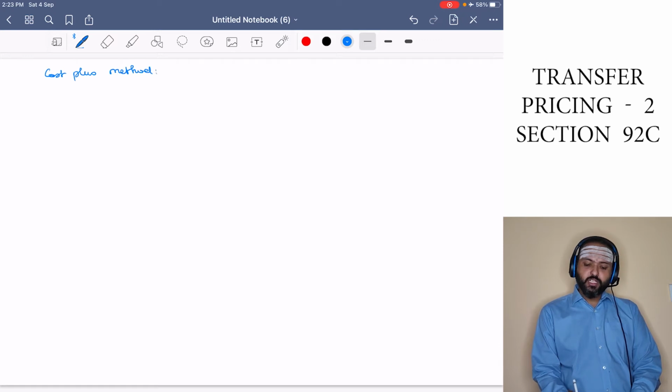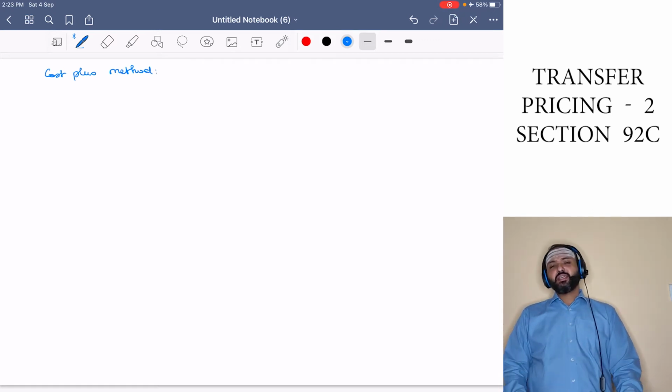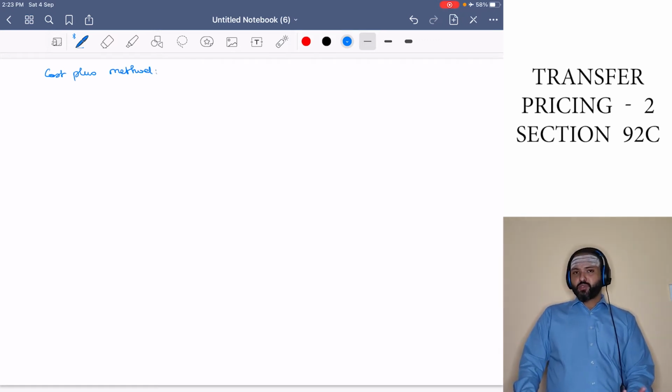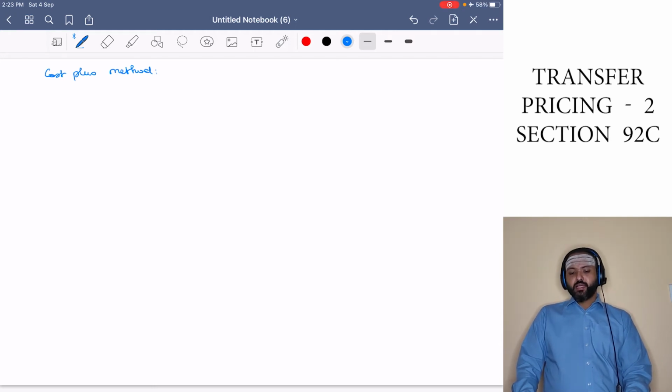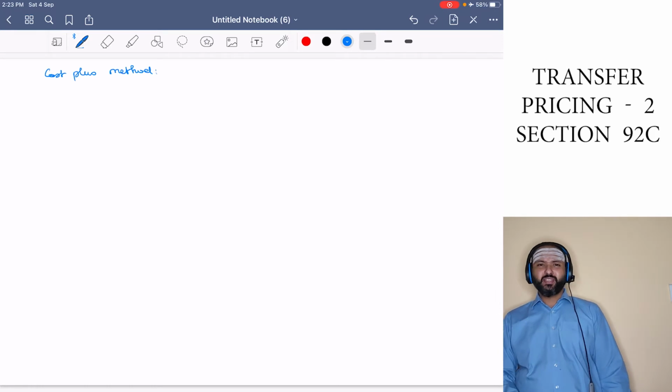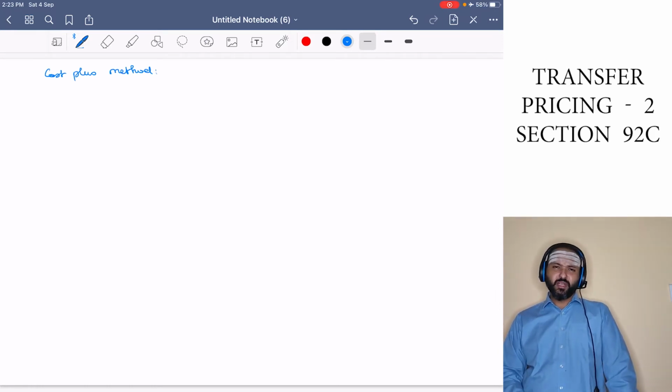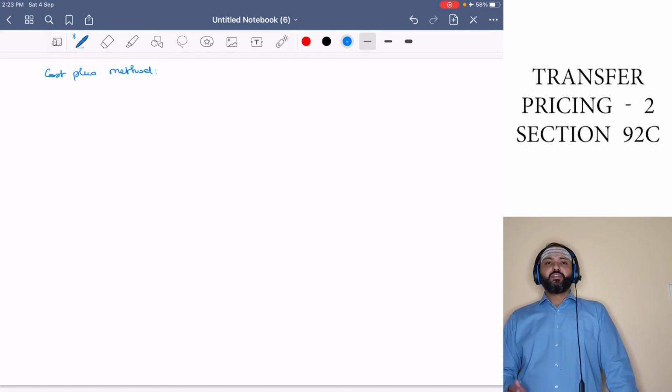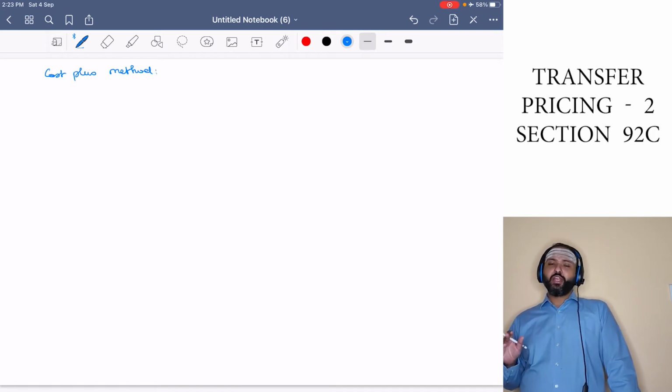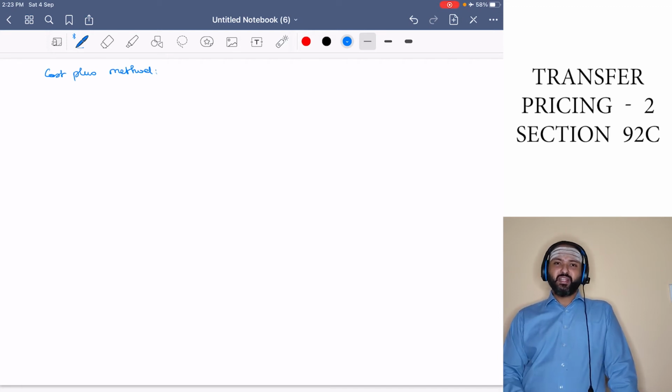See, from an examination point of view, the examiner's favorite will only be two methods. One will be the CUP method, and the second one is going to be your cost plus method, because the cost plus method has been asked around 2-3 times in the examination. CUP has been asked around 2-3 times in the examination. Whether you will get an extensive question, no, it might be part of a bigger question. So knowing the method is very important for answering various questions that might come in the due course.